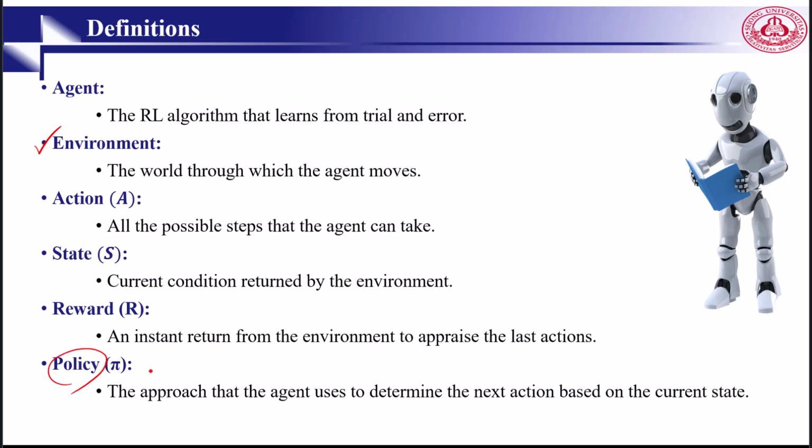What is policy? Policy, usually we denote it by pi. This is the agent's behavior function. Policy is a mapping from state to action. Given the current state of the environment, the policy tells the agent what action to take next. A policy can be a simple lookup table, or it can be a complex neural network. That is called deep reinforcement learning.